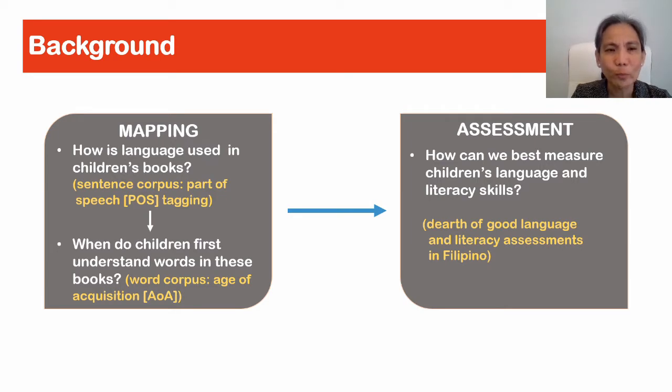First, a sentence corpus was derived from children's books. The sentences were tagged for 5 major parts of speech, or POS, namely noun, pronoun, verb, adjective, and adverb. From these tagged words came the word corpus, or the age of acquisition word list. In turn, the age of acquisition word list was where the words in this current study were derived.